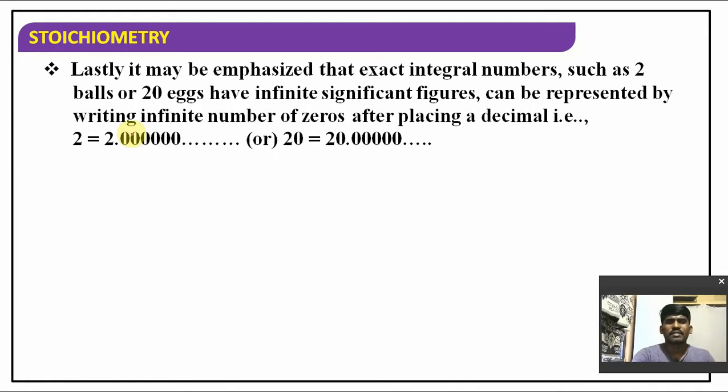So if you observe it, lastly, it may be emphasized that exact integral numbers such as 2, 20 have infinite significant figures, which can be represented by writing an infinite number of zeros after placing a decimal. Means if I say 2, I can write it as 2.0000, right? And 20.0000, like that. Infinite significant figures are possible for those exact integral numbers, right?